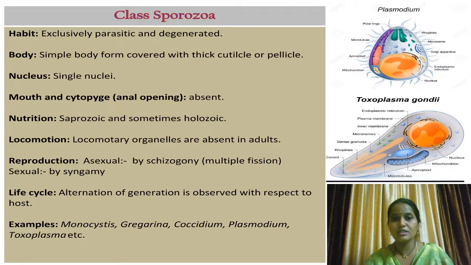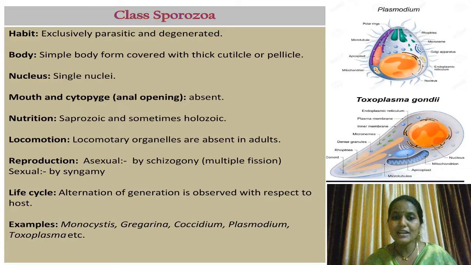Locomotory organelles are absent in these organisms as they are parasitic in nature. Reproduction takes place asexually by schizogony, that is by multiple fission, and sexually by syngamy. Life cycle shows alternation of generation with respect to the host.